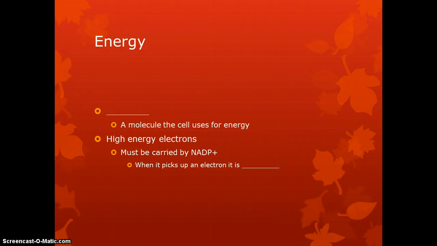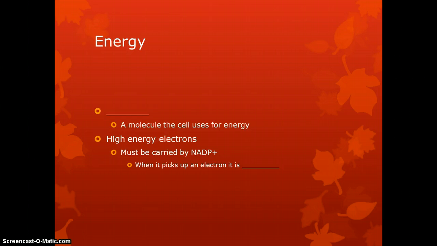The other source of energy used in photosynthesis is high-energy electrons. We'll talk about where they come from in just a minute, but because the electrons have so much energy, they can't travel from one place to another alone. If they did, they could cause all kinds of chemical reactions that we don't want happening. So to prevent that from happening, the electrons are carried by a molecule called NADP+. Once it picks up an electron, it's called NADPH.